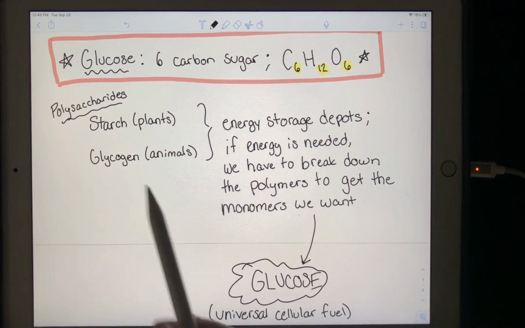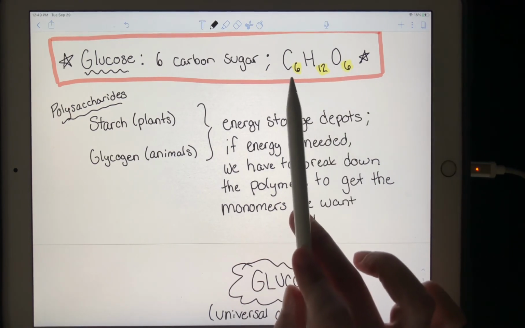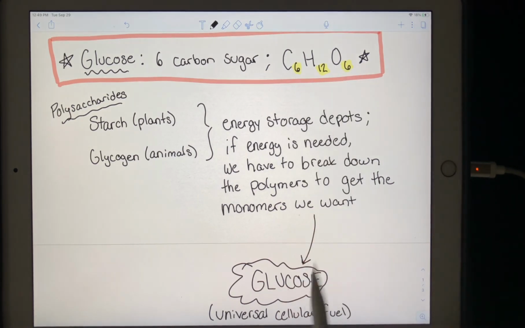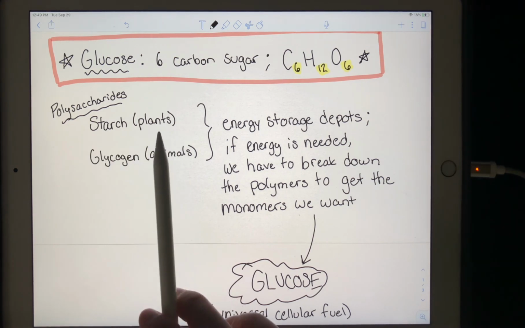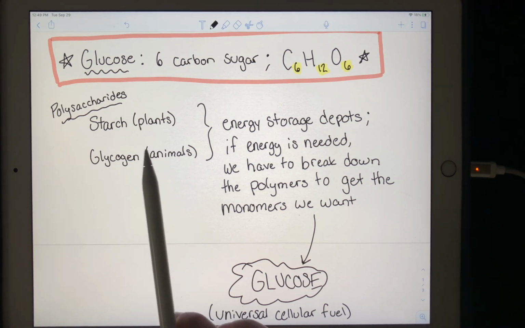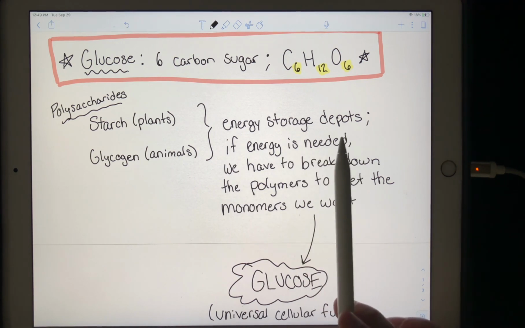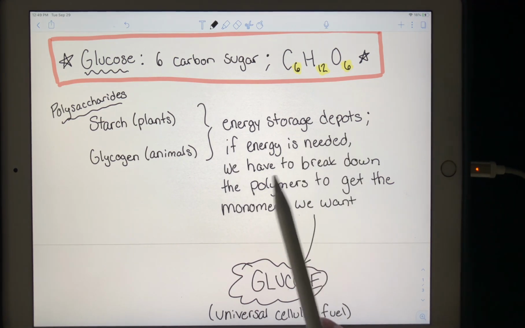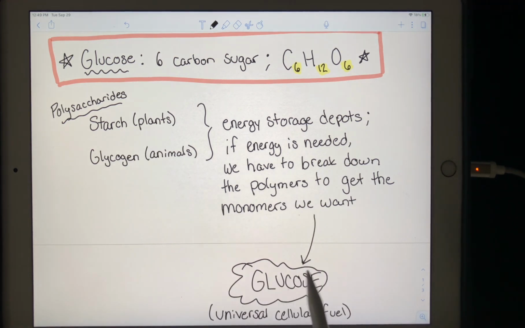So we know that glucose is a 6-carbon sugar. We know its chemical formula, C6H12O6. We also know that it's universal cellular fuel. And we know it's found in polysaccharides, such as starch in plants and glycogen in animals. Starch and glycogen are important for the storage of energy. That's why I said energy storage depots. But if we need energy, we have to break these down so that we have glucose. Glucose is usable energy.